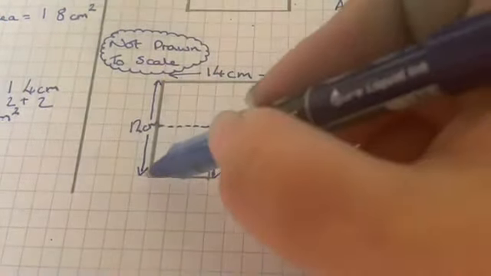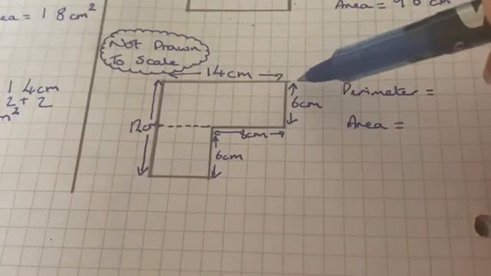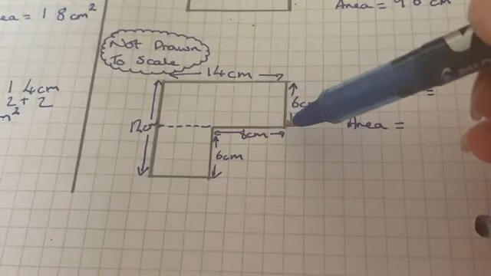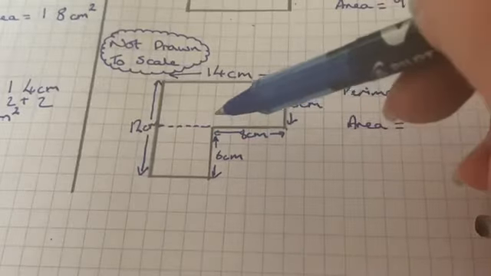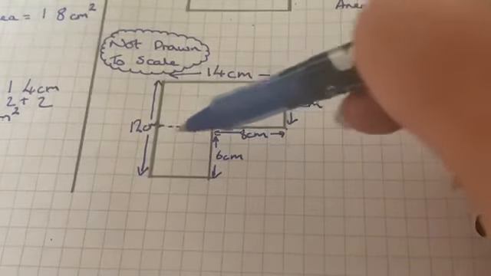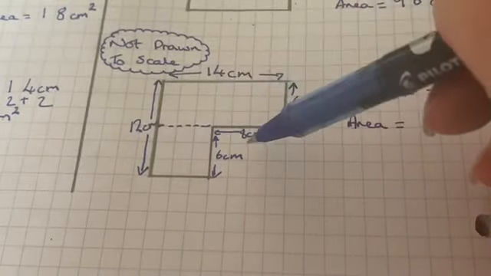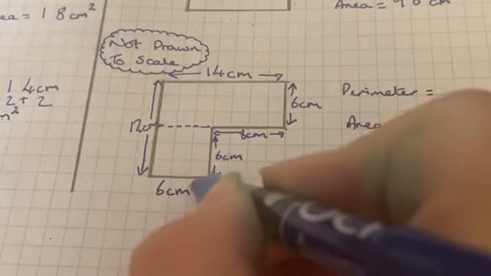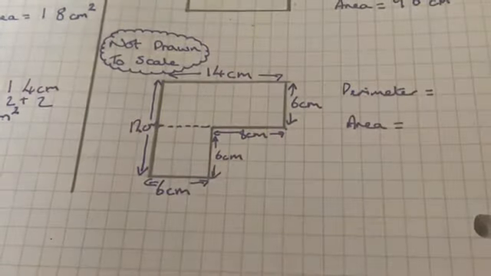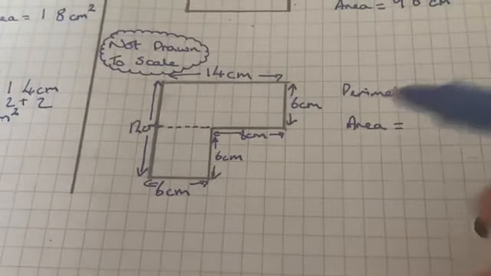Now we need to find this missing length. Up the top here, we can see that this way all the way along is 14. From here to here is worth 8. So to find this missing bit, I need to do 14 take away 8. 6 centimetres. So now I've found that, I can find my perimeter.